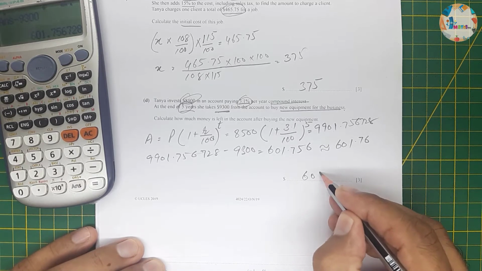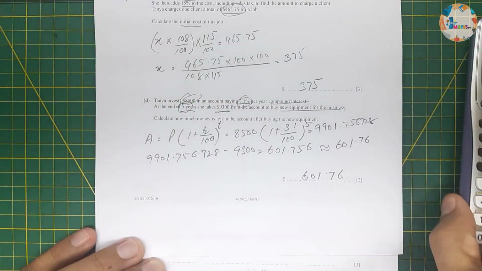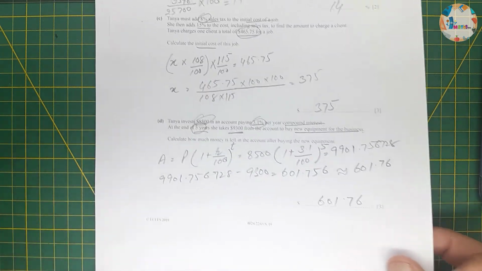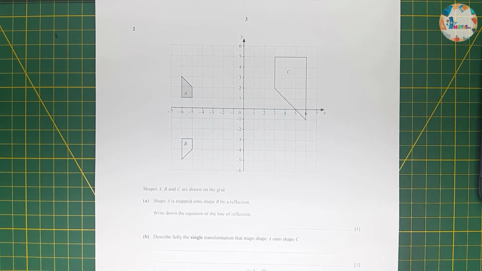So 601.76, this will be our answer at the proper place. We are done with question 1. Now this is question 2, which is a transformation question. Shapes A, B and C are drawn on the grid.